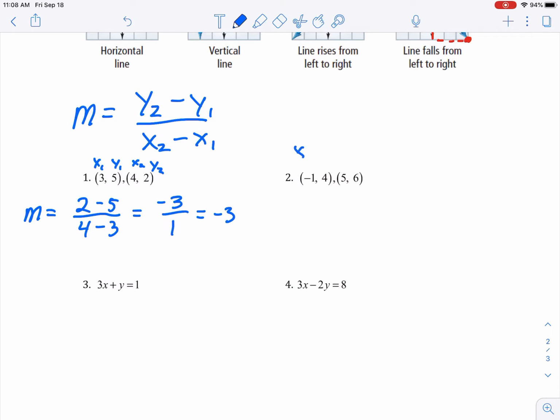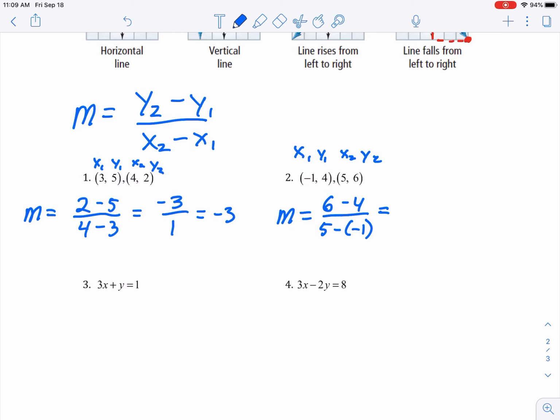X1, Y1, X2, Y2. So M equals 6 minus 4 over 5 minus a negative 1. Be careful with these negatives here, because it's going to change to be positive.